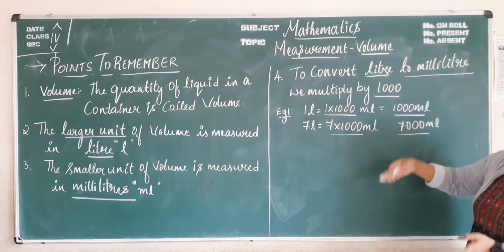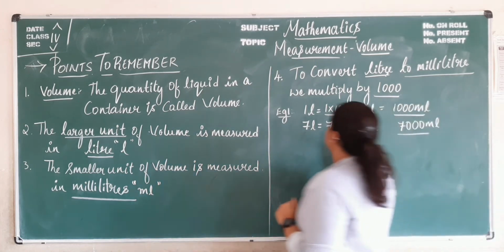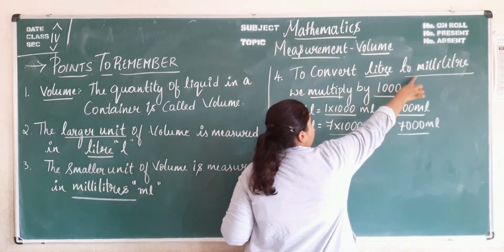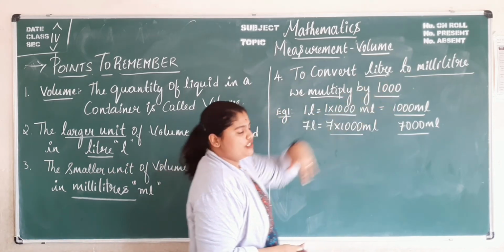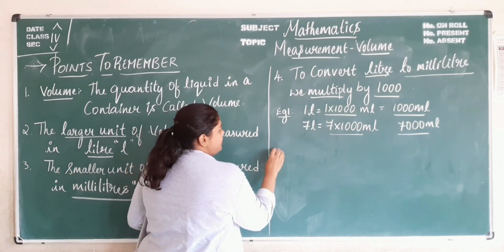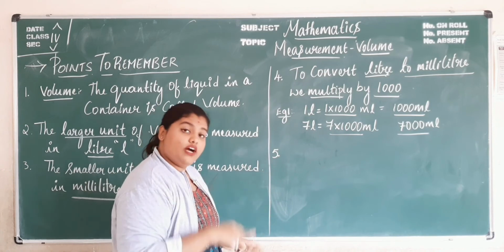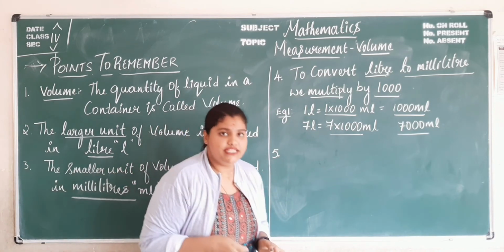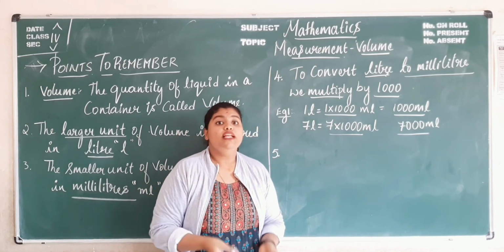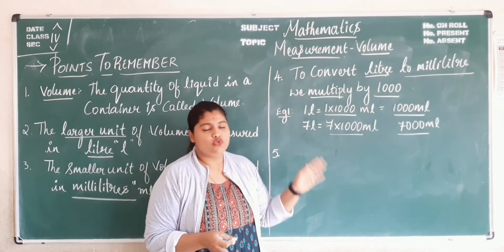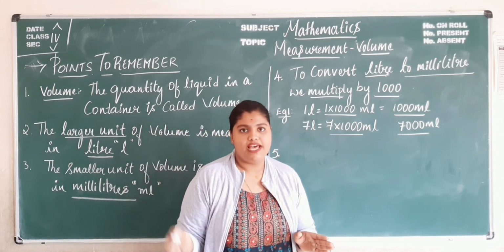To convert liter to milliliter, we multiply by 1000. So underline the words liter, milliliter, multiply and 1000. Underline these 4 words. Write down, leave one line after this point and write down the 5th point. To convert milliliter to liter, what do we do? We'll divide by 1000. So to convert milliliters to liters, we'll divide the given number by 1000.